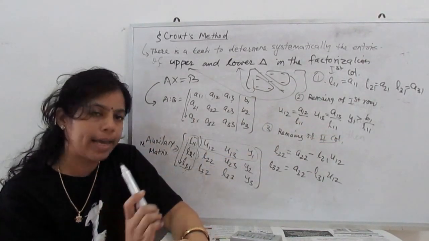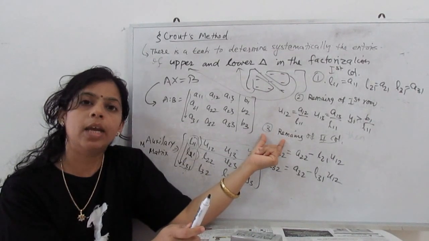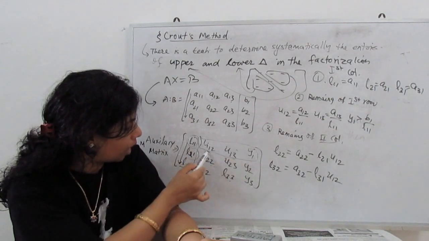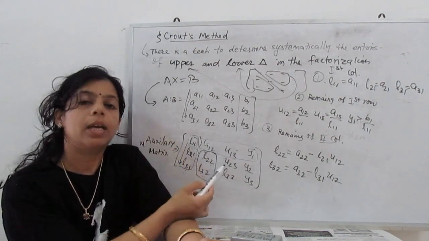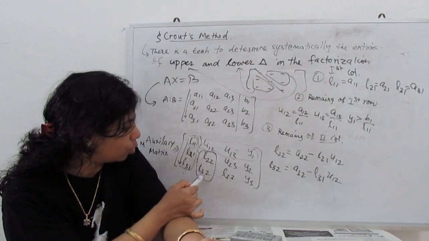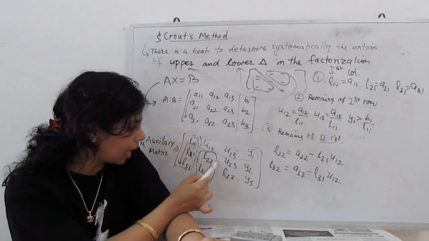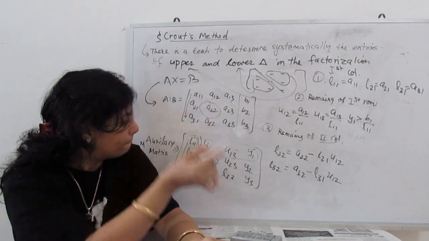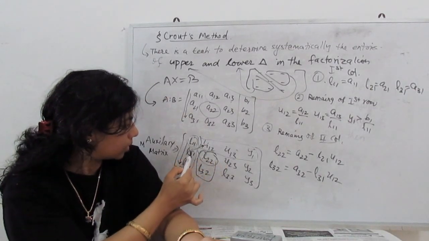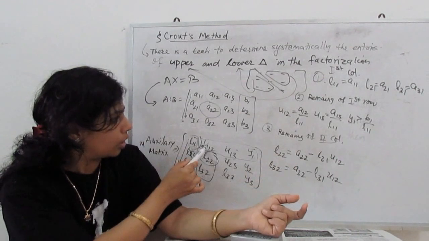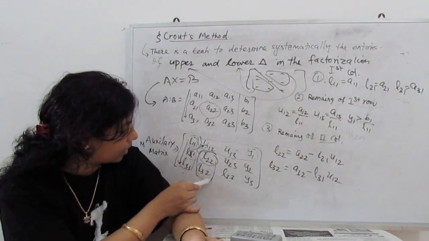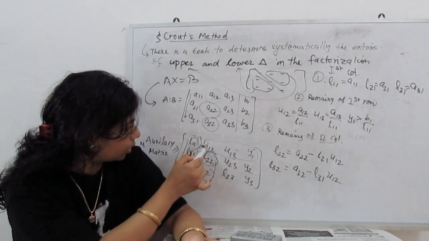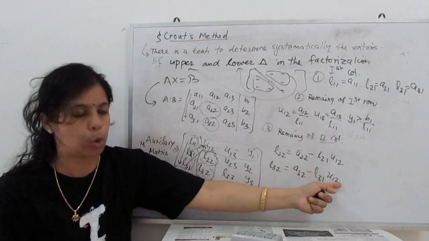Finished. Then step 3, the remaining part of the second column. For the second column, the remaining elements are L22 and L32. L22 is given by a22 minus the multiplication of L21 into U12. Then L32 is given by a32 minus L31 into U12.